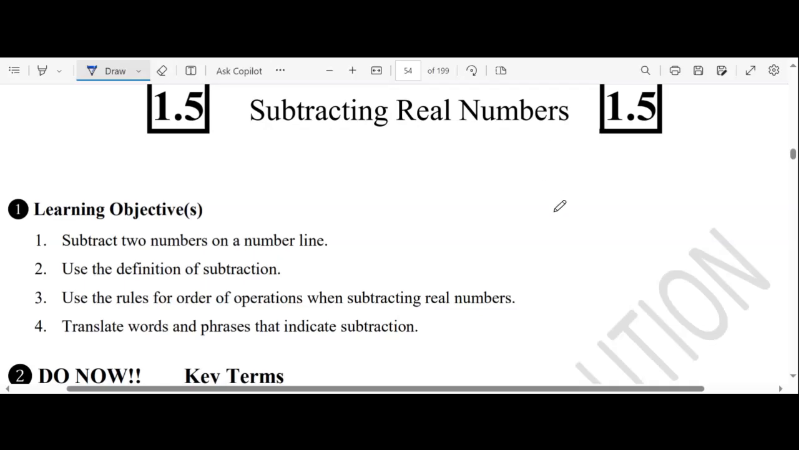Subtracting real numbers. Learning objectives. Subtract two numbers on a number line. Use the definition of subtraction. Use the rule for order of operation when subtracting real numbers. Translate words and phrases that indicate subtraction.